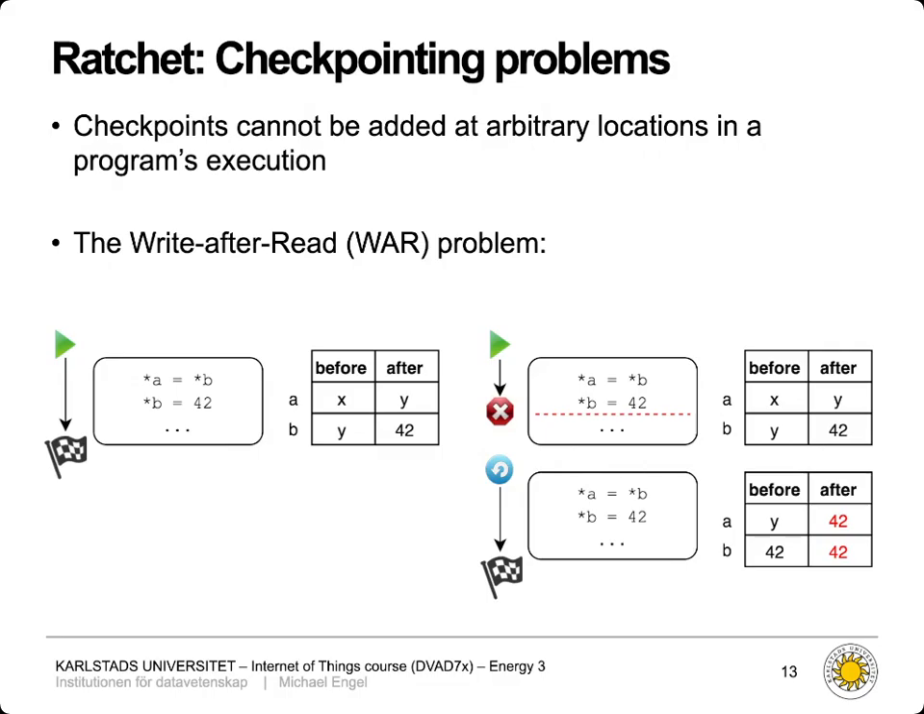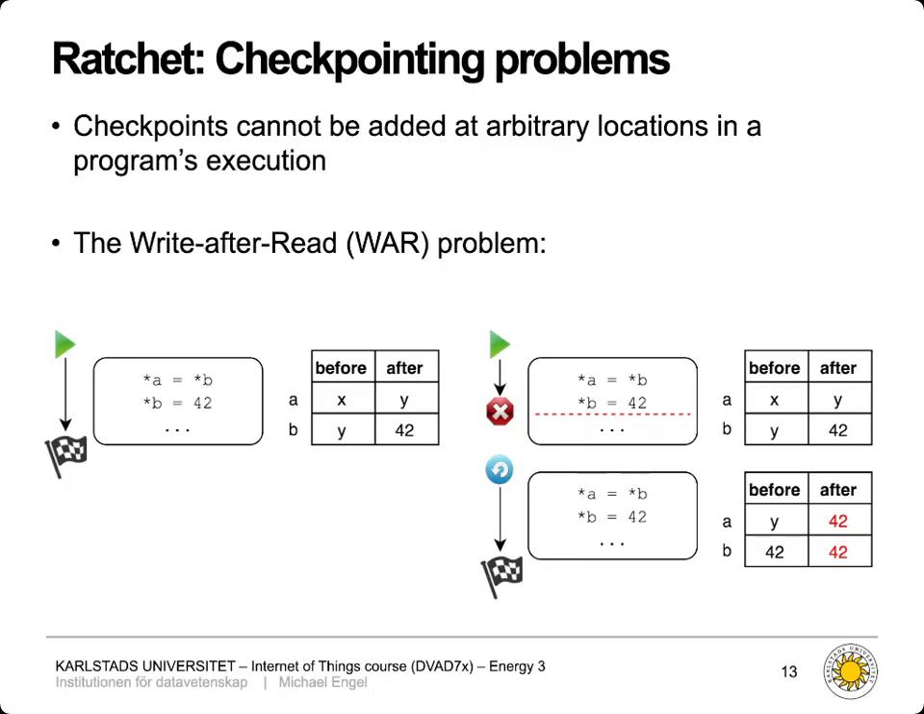So essentially, before the instruction, you had something in memory, which is X in A and Y in B. After executing these lines of code, you have the previous value of B, which was Y, in A, and you have overwritten B with the value 42.